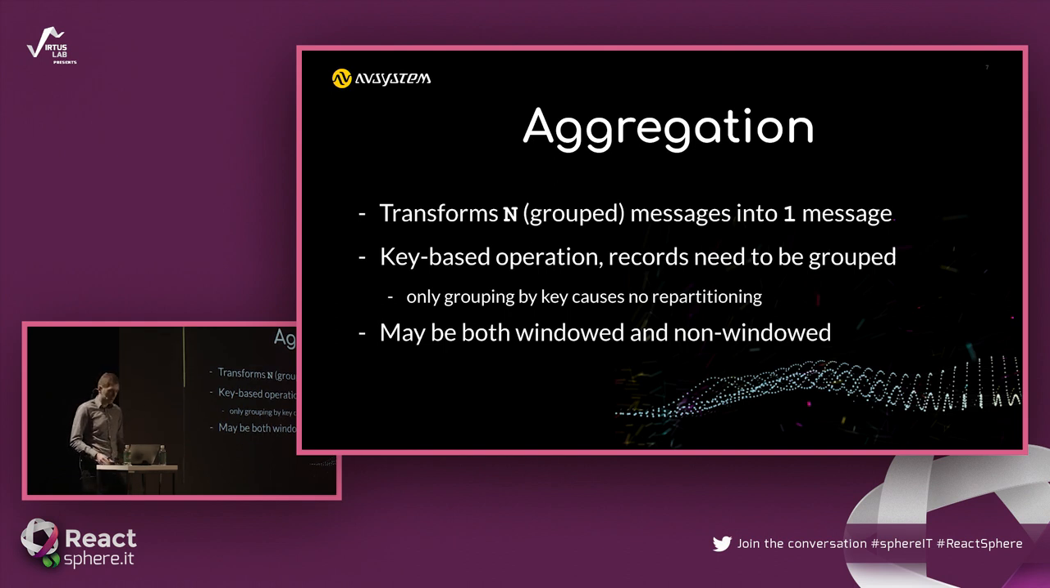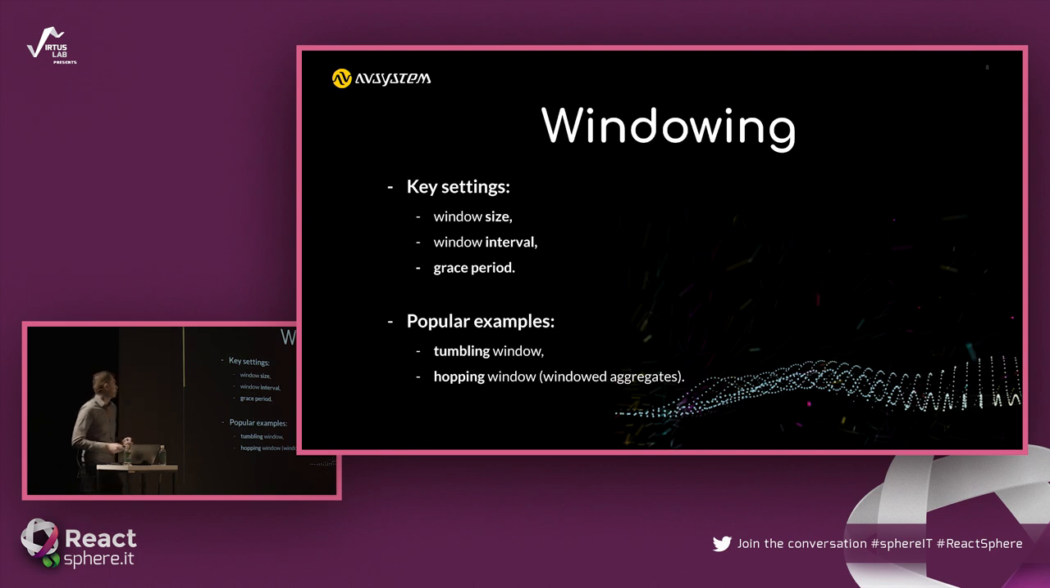Aggregation is a key-based operation, so you need to group messages by some key, and it may be both windowed and non-windowed. What does it mean for an aggregation to be windowed? Well, a non-windowed aggregation, as you may expect, is a never-ending aggregate. Once you aggregate some data by any key, the aggregate runs forever, or until you stop your application. But the problem is, how can you divide the aggregates in time? The answer is windowing.